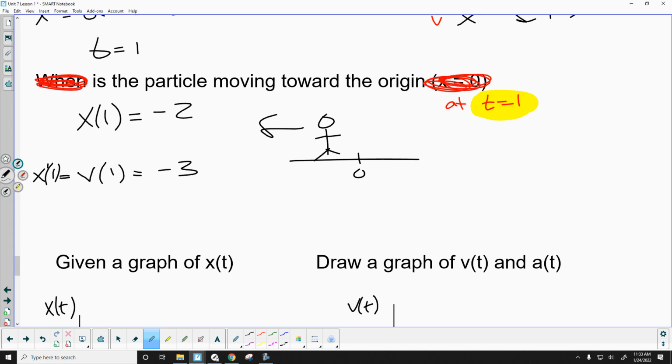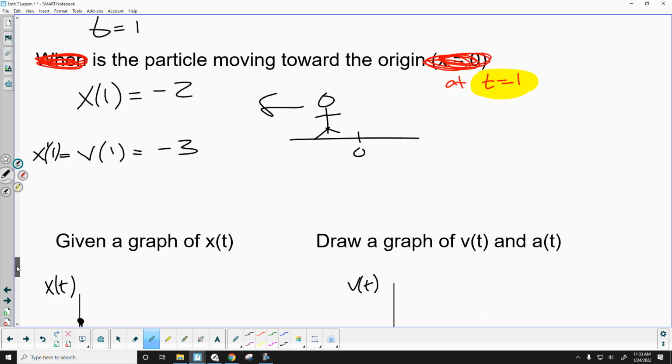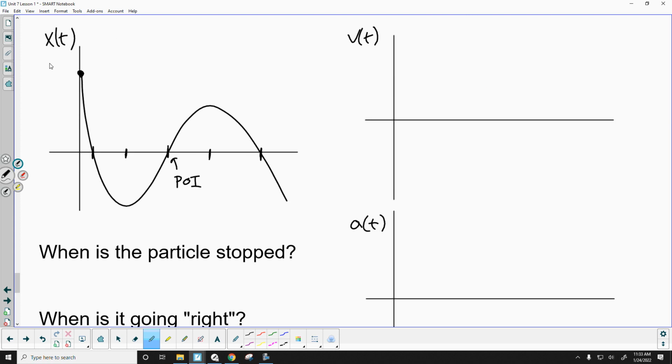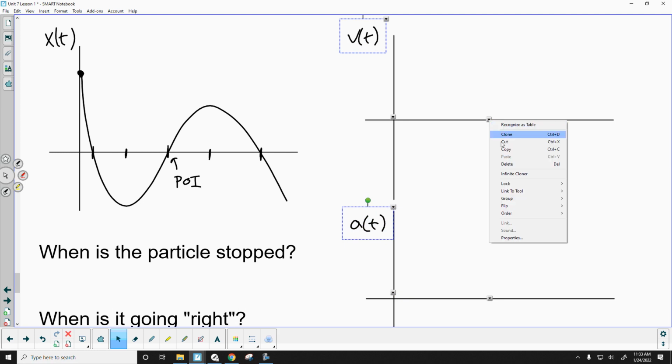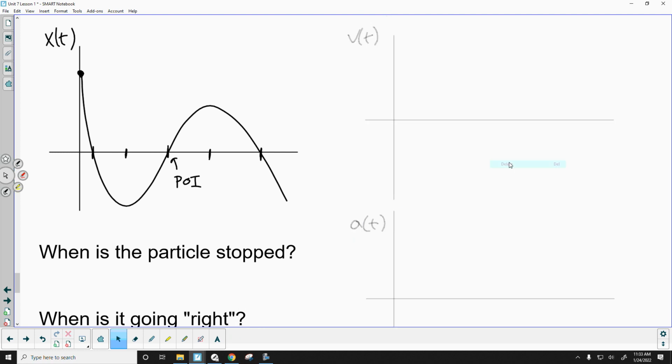Now, we should be able to answer this question without graphing V and A. So I'm going to delete this really quick. Though we can. And actually, I don't want to spend too much time on this question because most of the time, for the remainder of the unit, you're given V. Okay? Every time. Rarely are you given X. But let's just do these anyways.